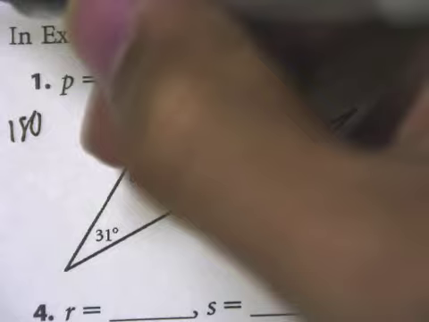Okay, good afternoon, everyone. We're working on page 24, questions 1 through 10, figuring out the inside angles of triangles. Well, if we look here on the first one, we can see that I have one triangle here connected to another triangle there. I know that a triangle has 180 degrees, and I know that if I add these two together and then subtract them from 180, I can get this missing angle right here.